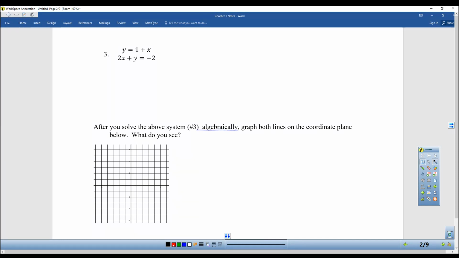Another method that you might have remembered is substitution. So instead of linear combination, the substitution method is where you have one variable all by itself and you literally substitute it into the other equation, meaning you have 2x plus, and where you used to have a y, you say, well, since y is 1 plus x, I'm going to stick that 1 plus x in place of the y. That's the substitution method. That gives us 3x plus 1 is equal to negative 2.